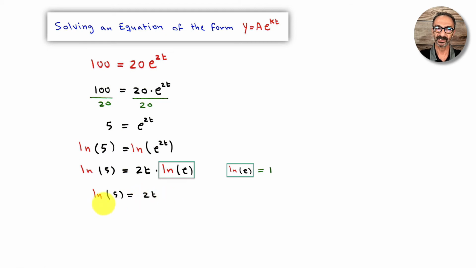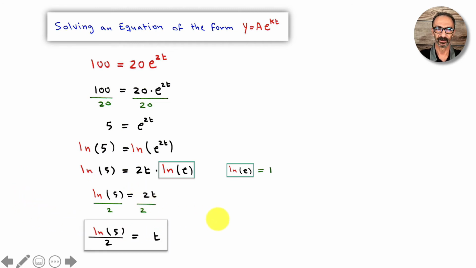We will need t by itself, so I'm going to divide both sides by 2. And once I do that, I'm almost done. Cancel the 2. And t equals ln 5 over 2.